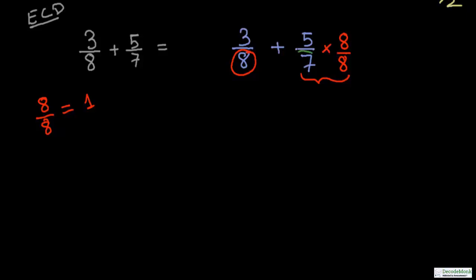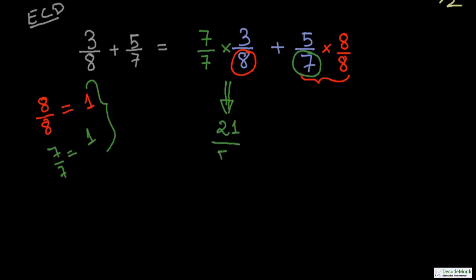Similarly, we will take the denominator of the second fraction and with that number we will make a whole fraction, 7 by 7, and multiply the first fraction with that particular number. So 3 upon 8 into 7 upon 7, and 7 upon 7 is a whole fraction, that is 1. So now if you do this, what you will arrive at, let me write the first equation first. 7 3s are 21 and 7 8s are 56. So this fraction 21 upon 56 is the equivalent fraction of 3 upon 8.